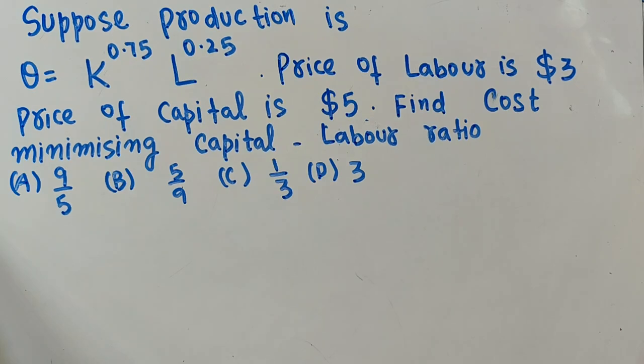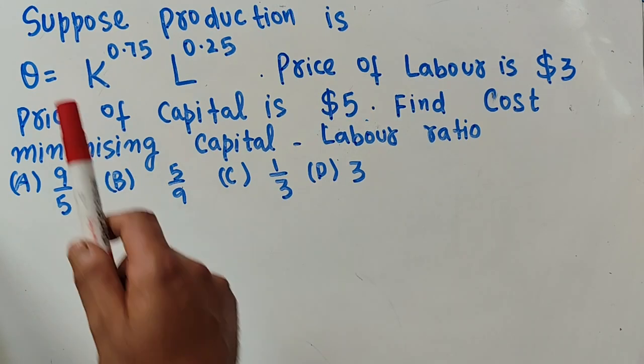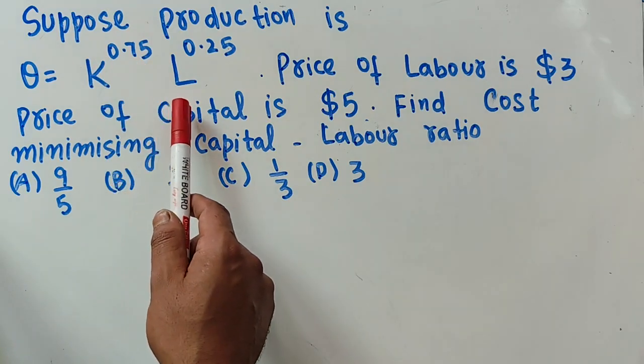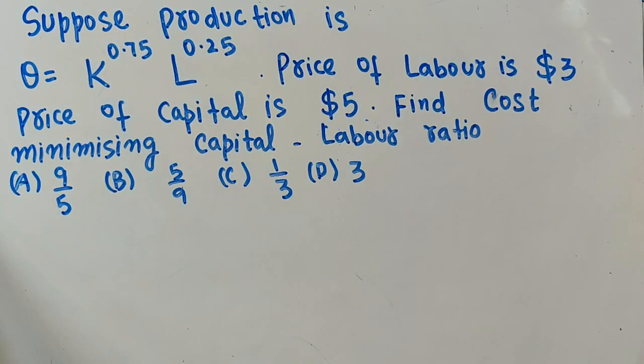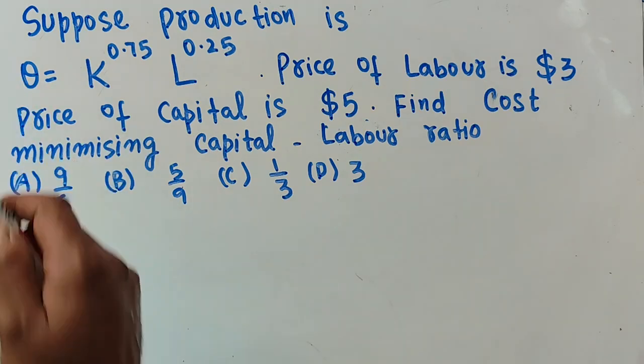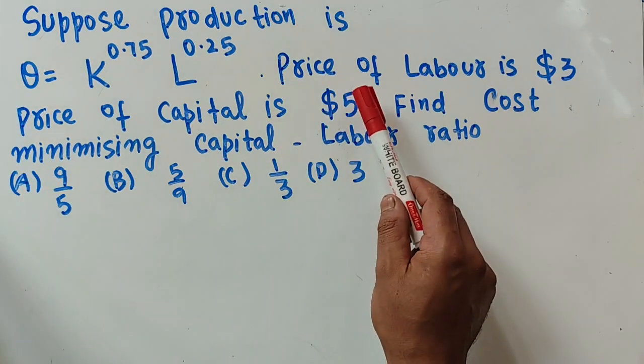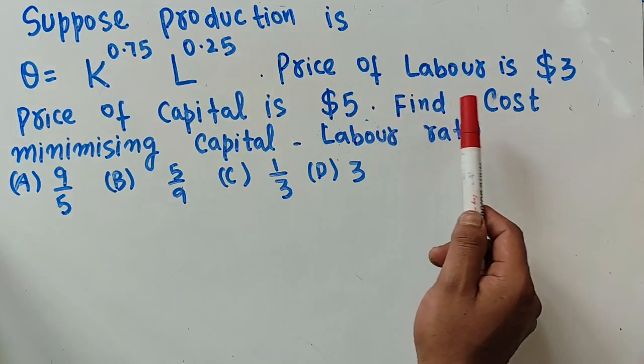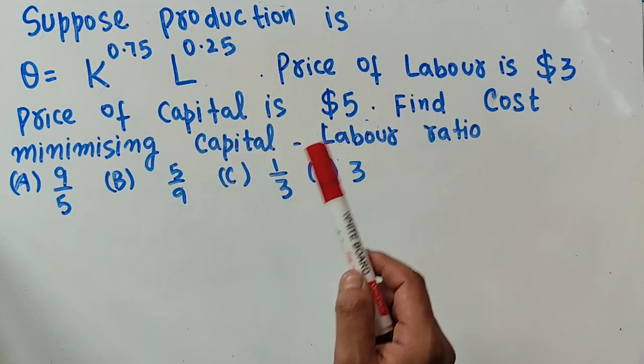Let us solve a question on capital labor ratio. The question is, suppose the production function is Q equals K raised to the power 0.75 times L raised to the power 0.25. K and L denote the units of capital and labor employed to produce Q units of output. The price of labor is $3 and the price of capital is $5. We need to find the cost minimizing capital labor ratio.